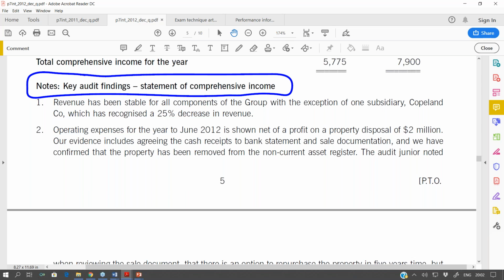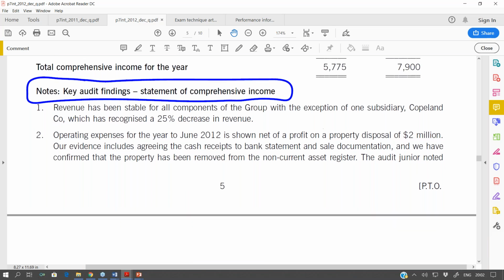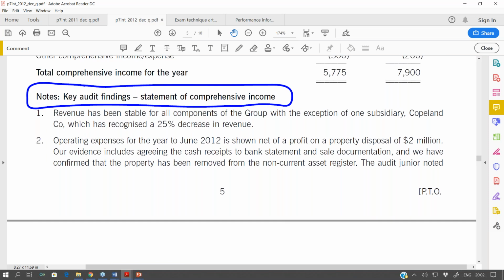The first finding says revenue has been stable for all components of the group, with the exception of one subsidiary, Coupland, which has recognized a 25% decrease in revenue. Is finding number one telling us something about evidence? So can we comment on the evidence in the first finding?